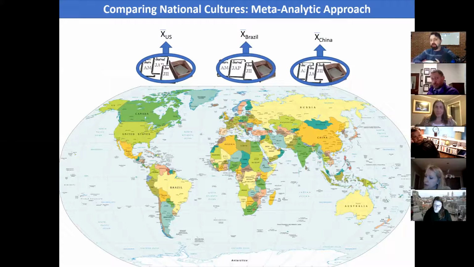So I basically had almost 1,000 studies conducted on this topic before me. And using data from those studies, I was able to calculate the average cultural values for, in my case, I think it was 49 countries. And so that's what we did there.